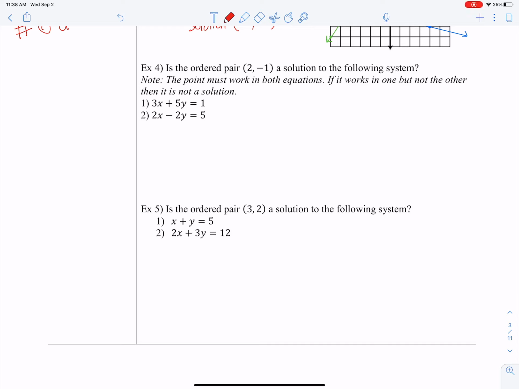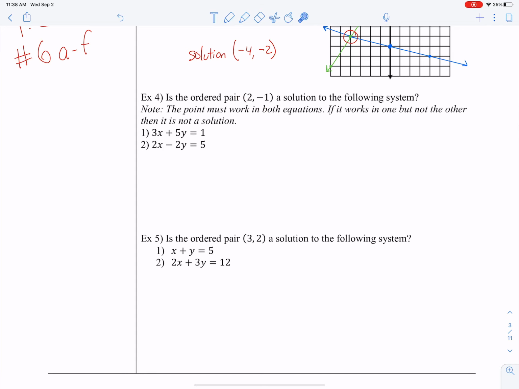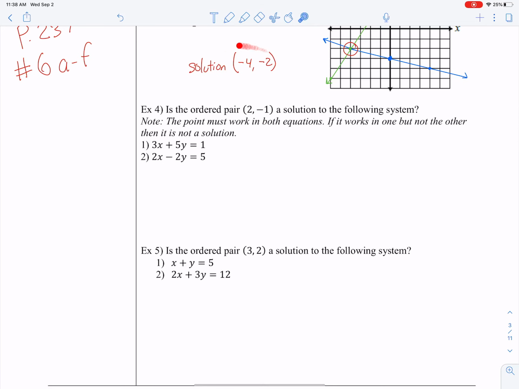This is 6.1 part 2. So in this section we're going to go a little bit backwards. We're going to be starting with our solution, a solution that we found in the last example.